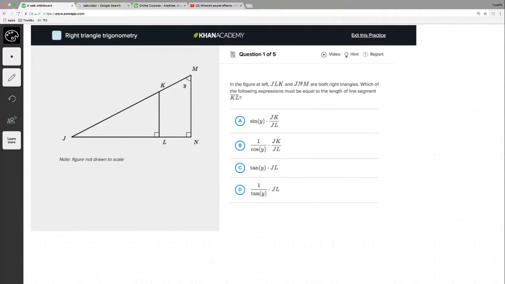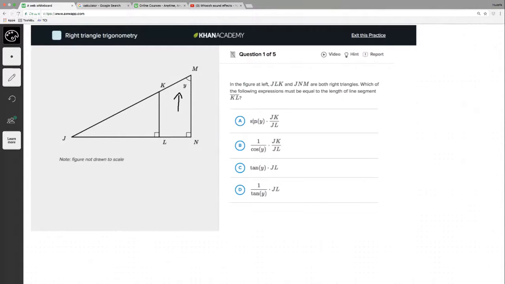In the figure at the left, JLK and JNM are both right triangles. Which of the following expressions must be equal to the length of line segment KL? And we got one angle of interest here, which is y. Let's think about this for a second. This is pretty tricky. So how would we get KL here?